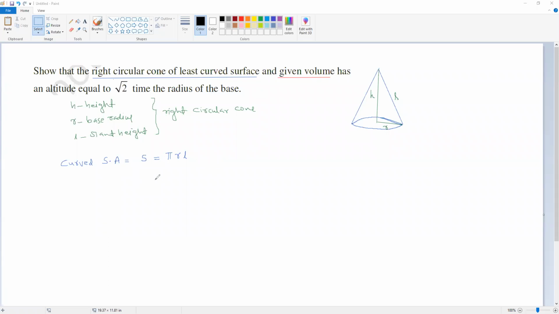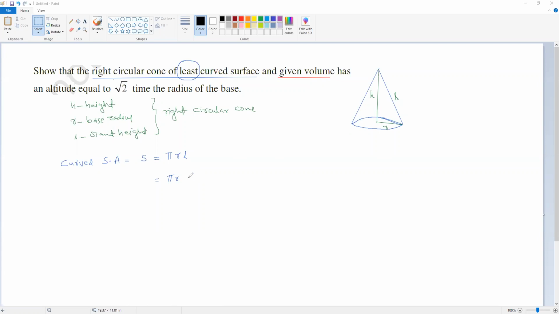Now, there are two variables, radius and slant height. दोनों variable हैं. सॉरी, मिनिमम करना पड़ेगा. बिकॉज इधर ऐसे बोल रहे हैं कि right circular cone of least curved surface area. सो दैट मीन्स हमें ये प्रूफ करना है कि curved surface area मिनिमम होगा जब altitude is √2 times the radius of the base. Curved surface area least होगा, मिनिमम होगा when the altitude is equal to √2 times radius of the base.